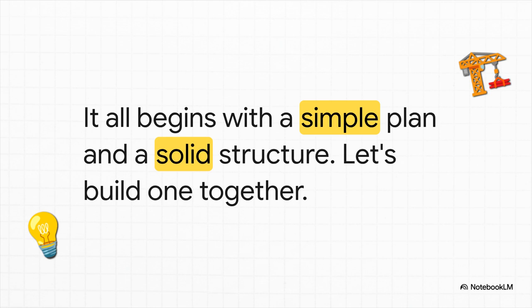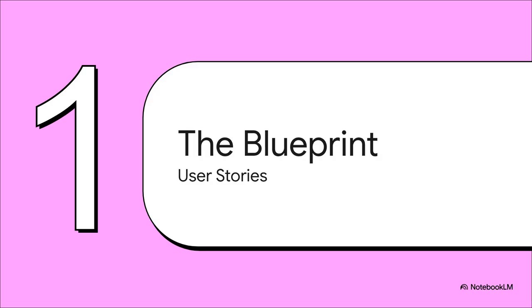So, first things first, every good project needs a plan. Before a developer writes a single line of code, they start with a blueprint. In the software world, that blueprint is called a user story. It's all about defining what the app needs to do, but, and this is key, from the perspective of the person who's actually going to use it.